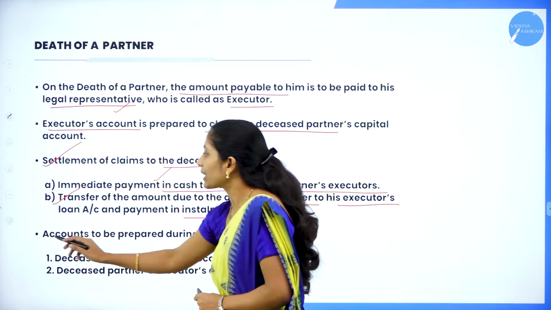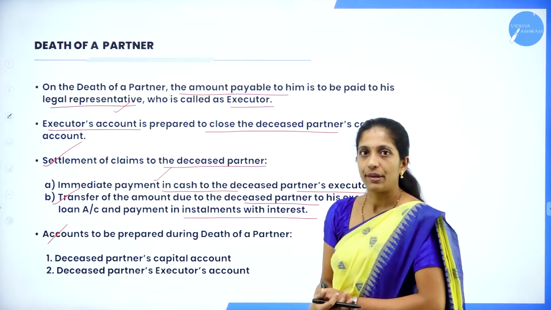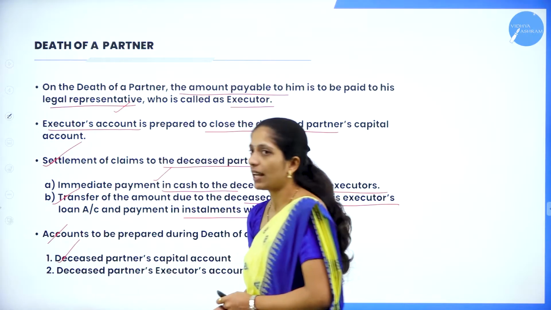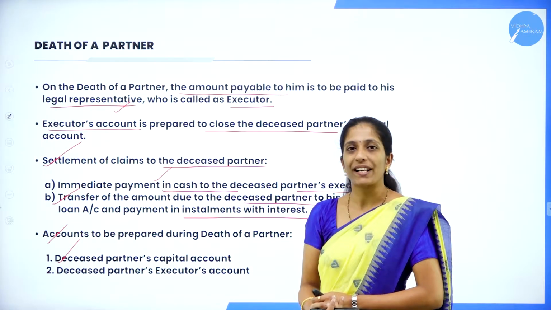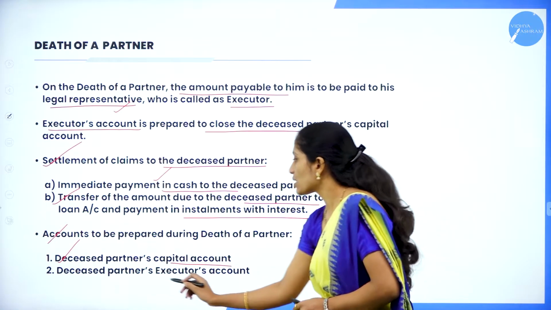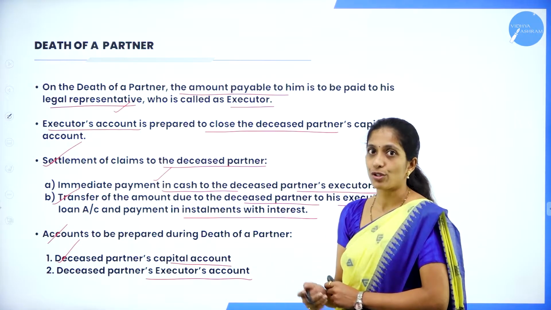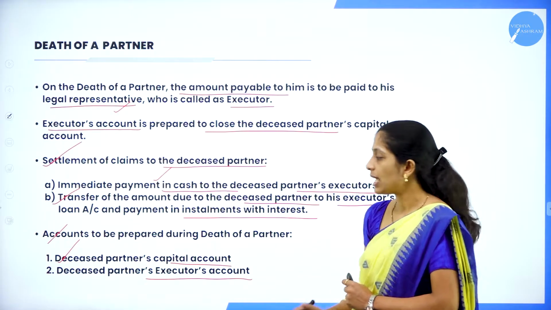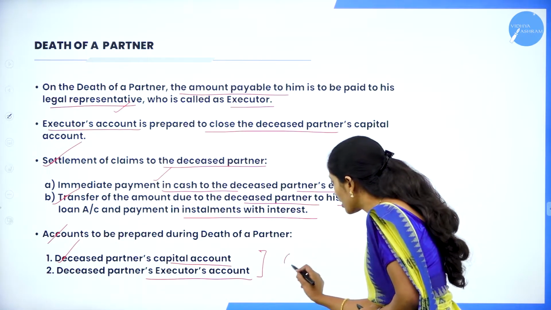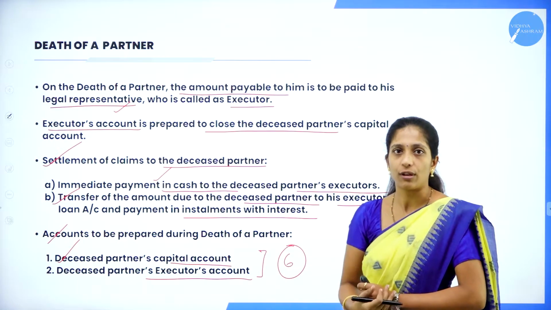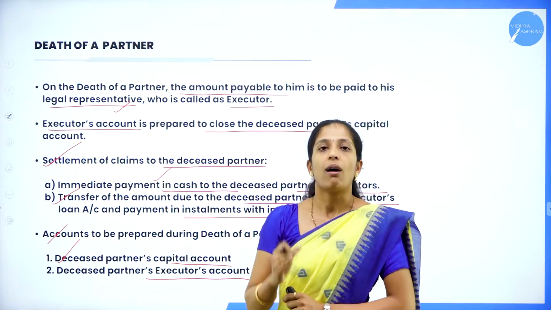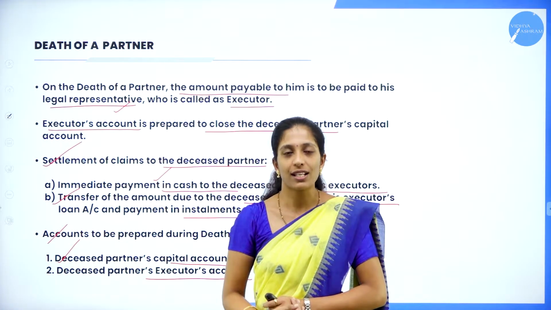Now let us see what are the accounts to be prepared during the death of a partner. The first one is the deceased partner's capital account. Here you might expect a question to prepare the deceased partner's capital account or the deceased partner's executor's account. This is a very important question. Either among these two, they will ask for 6 marks. This is a compulsory question on death of a partner.